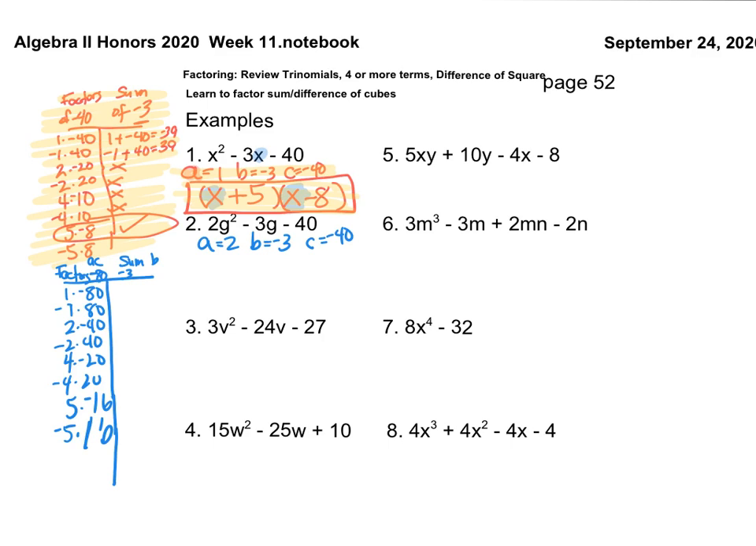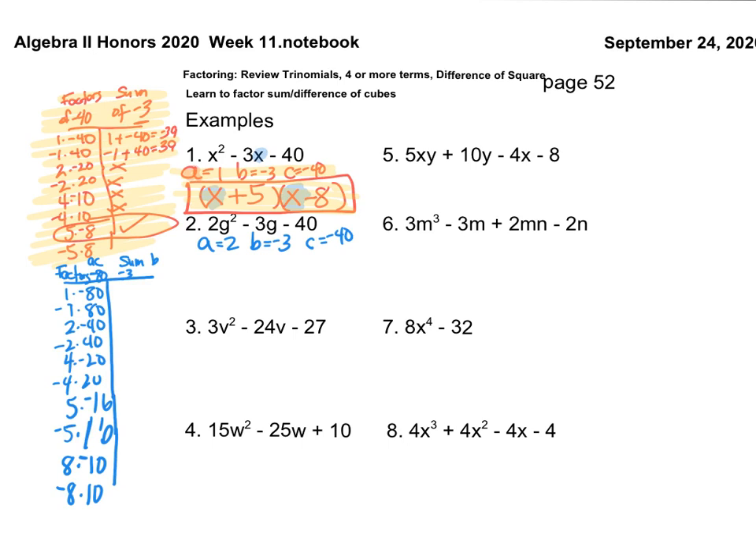6 does not go into 80. 7 does not go into 80. 8 goes into 80 10 times. 8 times negative 10, negative 8 times positive 10. And then do any of those give me a sum of negative 3? None of those factors give me a sum of negative 3.